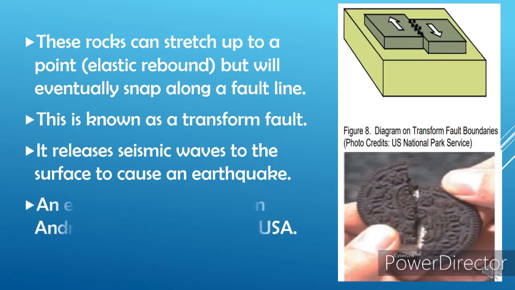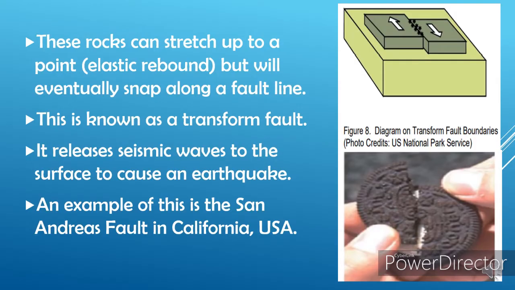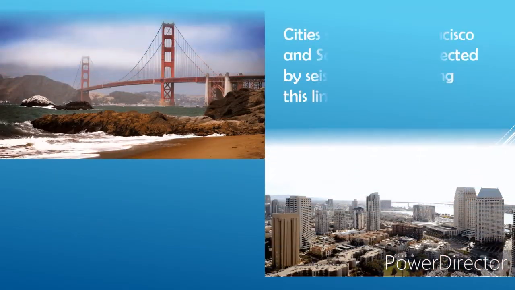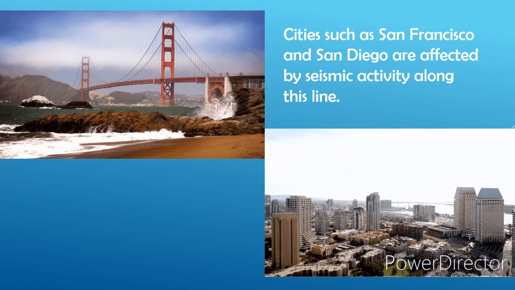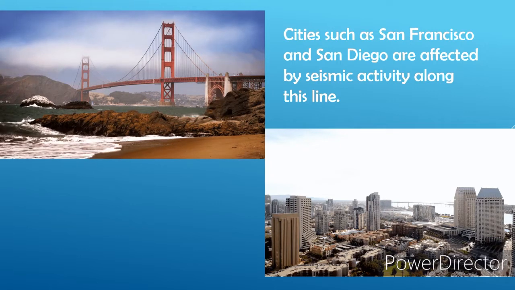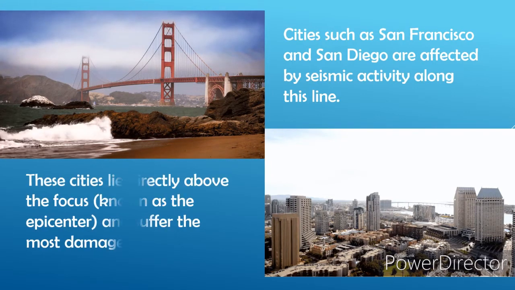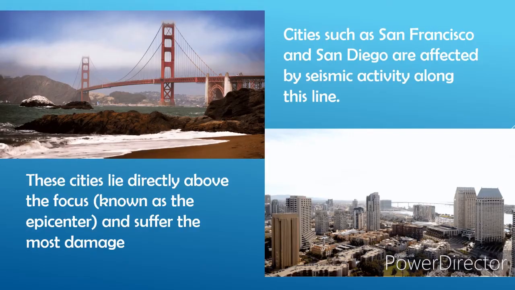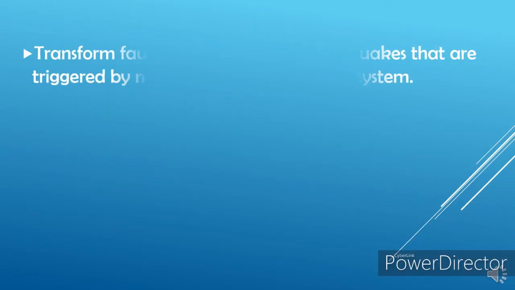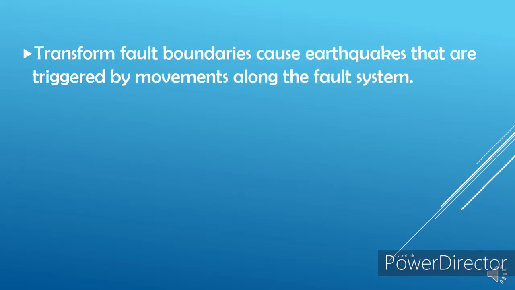An example of this is the San Andreas Fault in California, USA. Cities such as San Francisco and San Diego are affected by seismic activity along this line. These cities lie directly above the focus, known as the epicenter, and suffer the most damage. Strong fault boundaries cause earthquakes that are triggered by movements along the fault system.